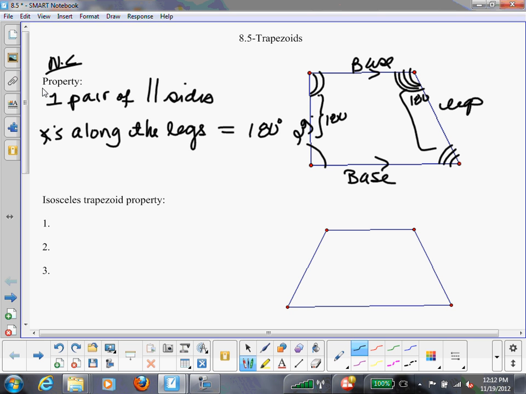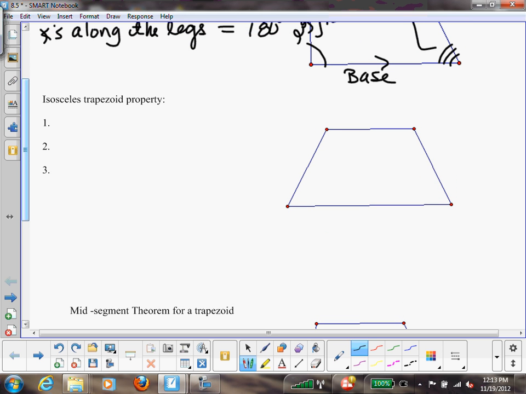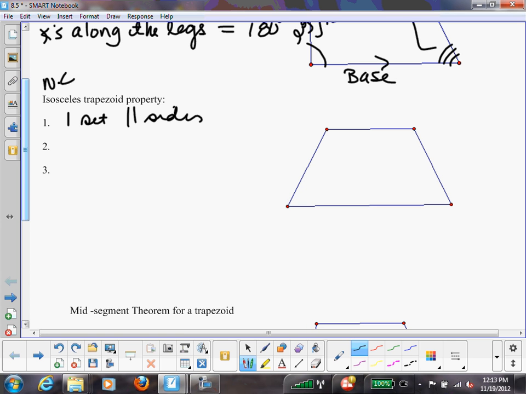Okay? All right, now an isosceles trapezoid has a couple of interesting things that you're going to want to put, not so much on this sheet, but you'll want to tell me that in your note cards. Again, you've got one set of parallel sides. And what's going to make it isosceles is what? What's equal? Not the two bases, but the two legs are congruent.